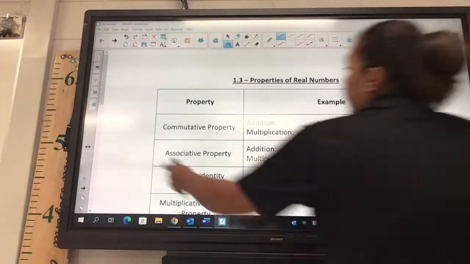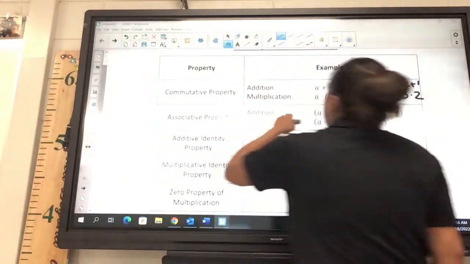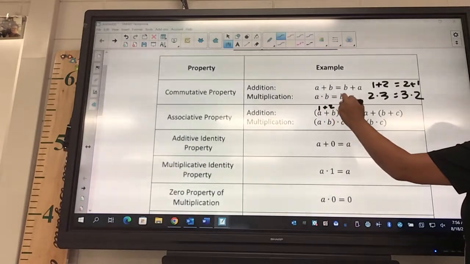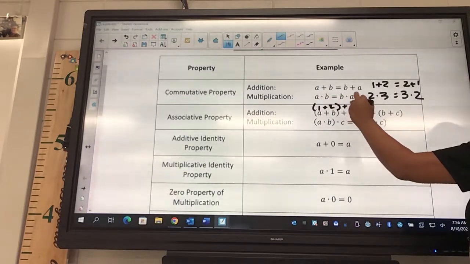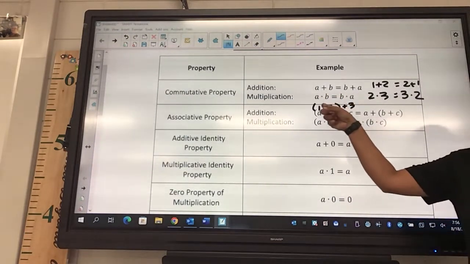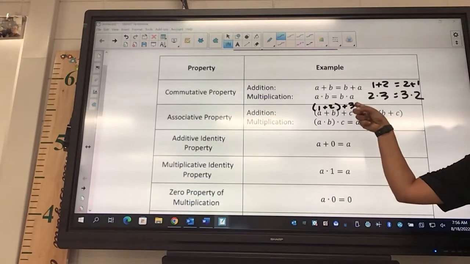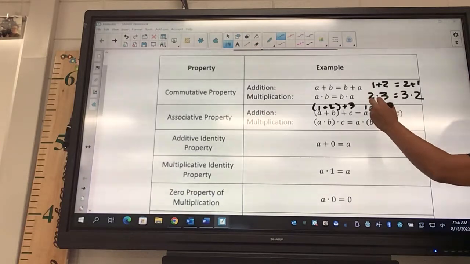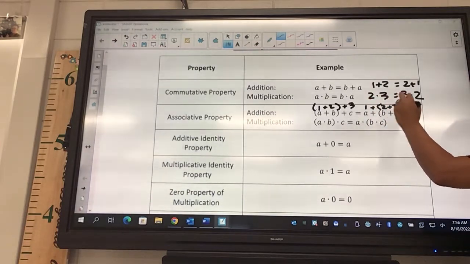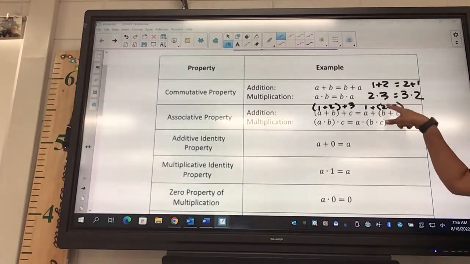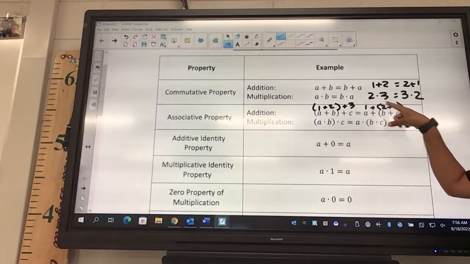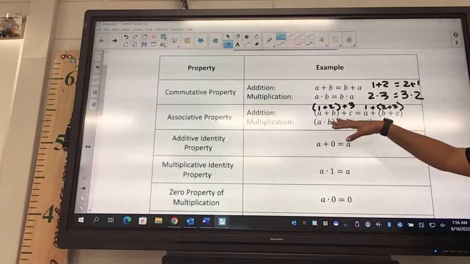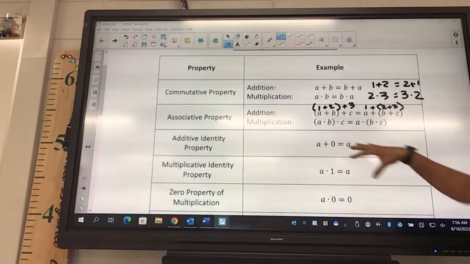Okay, same thing here. Addition. So if we said 1 plus 2 plus 3, well, what's 1 plus 2? 3 plus 3, 6. You should get the same thing the other way. 1 plus 2 plus 3. Well, what are you going to get in here? 5 plus 1 is still 6. The multiplication is going to work the same way.